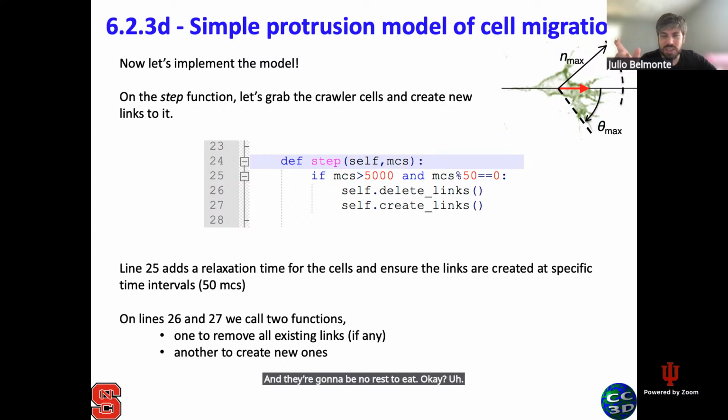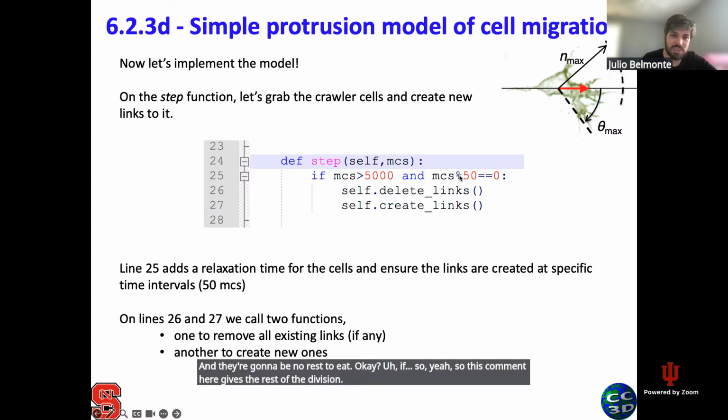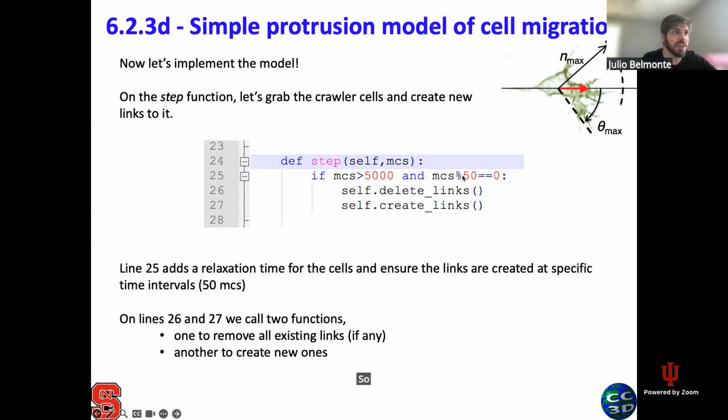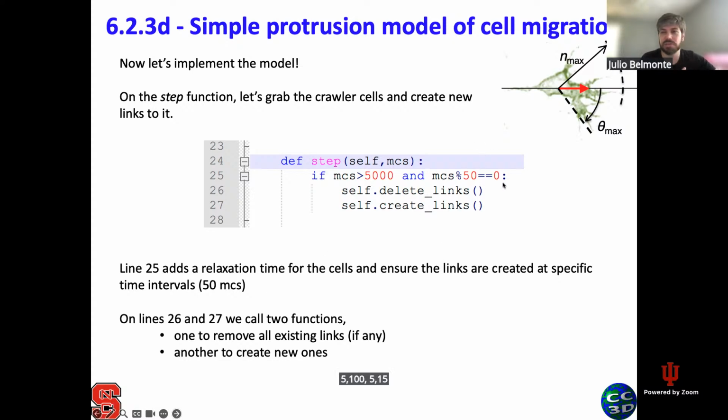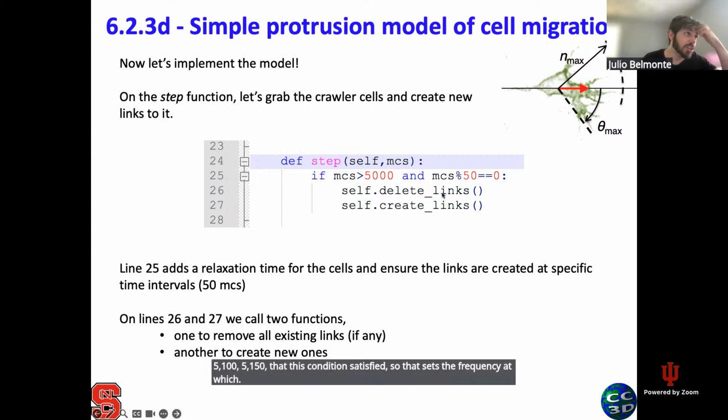So this comment here gives the rest of the division. When this becomes 5,001, there's going to be a rest of one. If it's 5,002, there's going to be a rest of two. So this condition is not going to be satisfied, it's not going to be zero. It's only when you have 5,000, 5,050, 5,100, 5,150 that this condition is satisfied. So that sets the frequency at which you do this.